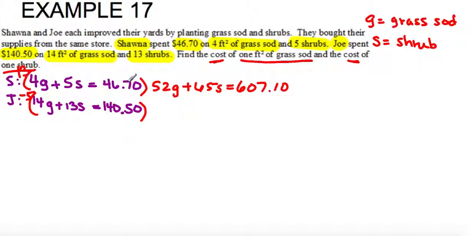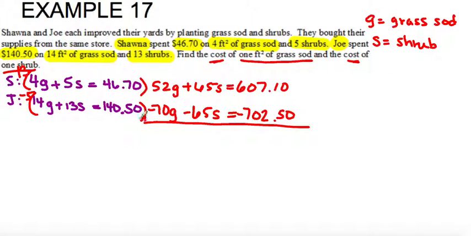And then we do the same thing at the bottom, so we have -5 times 14, which is -70G, and then -5 times 13, which is -65S, and then -5 times 140.50, which is -702.50.